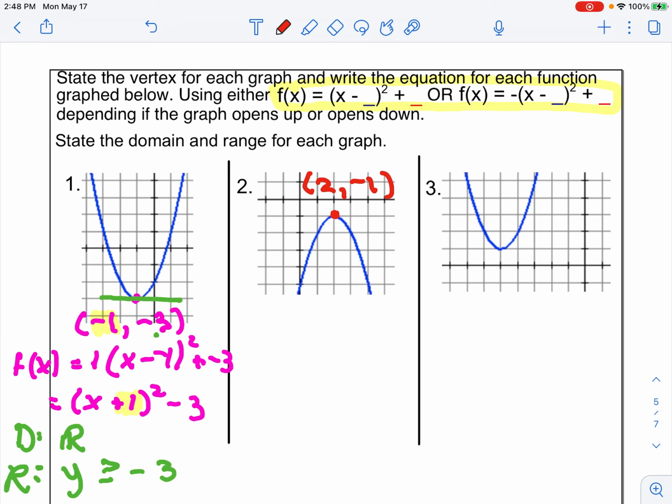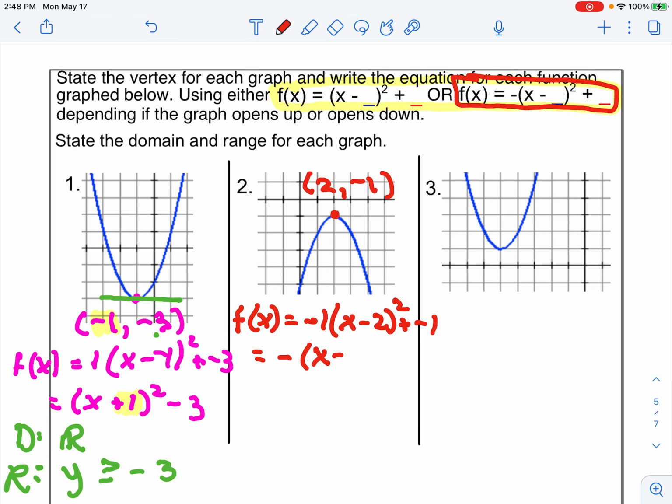So again, going up here, it's flipped over, so now we are going to have this negative with it. So I am going to write my equation, f of x equals, this time I'm going to have a negative in front, because it's -1, and then we'd have x minus 2 squared plus -1. Again, fixing those signs, you wouldn't really need the -1, you could just have a negative. If you want the 1, that's fine. So x minus 2 squared plus a -1 would just be -1.